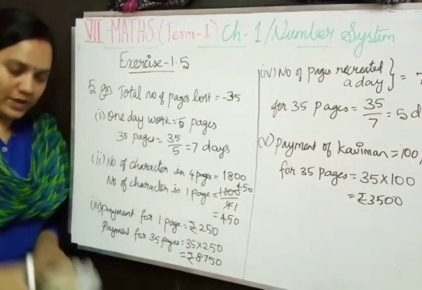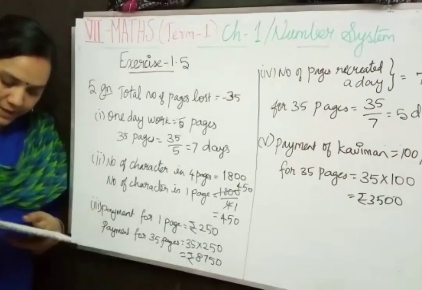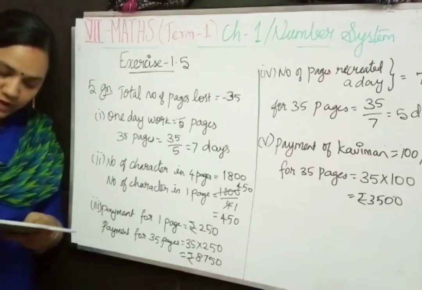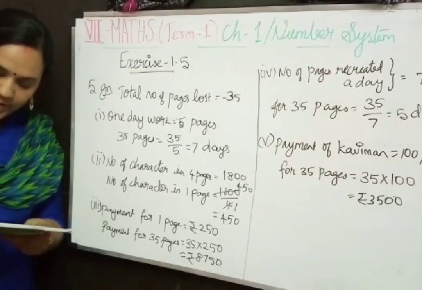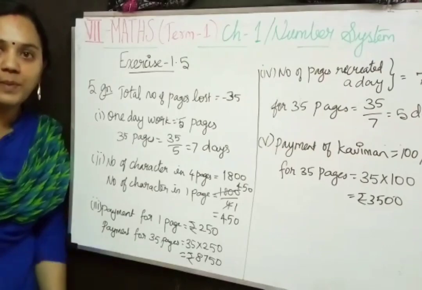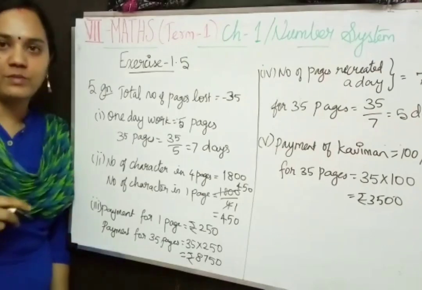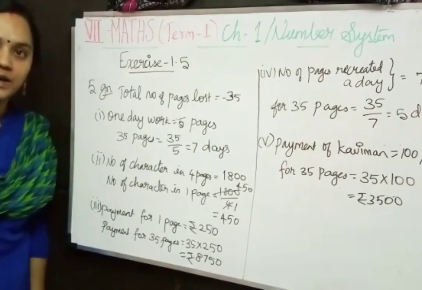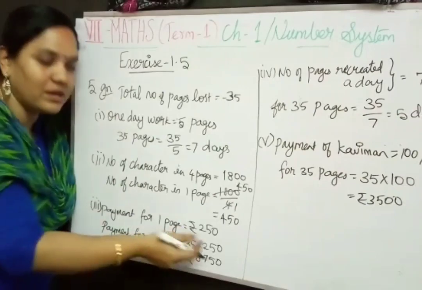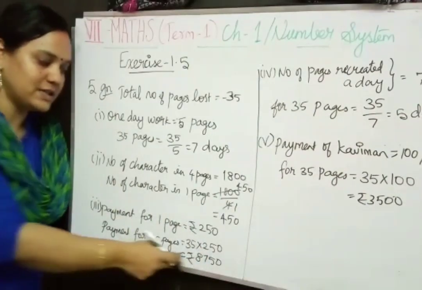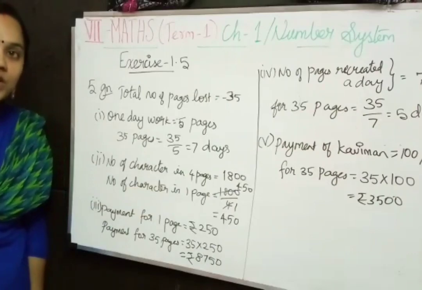Okay, third one is, if Tamil Nambi is paid rupees 250 for each page produced, how much money did he lose? So ஒரு பேஜுக்கு அவருக்கு எவ்வளவு வருது? Rupees 250 means 35 பேஜ்க்கு எவ்வளவு லாஸ் பண்ணாரு அப்படினு கேக்குறாங்க. So we are multiplying 35 into 250. The answer is 8750 rupees he lost.